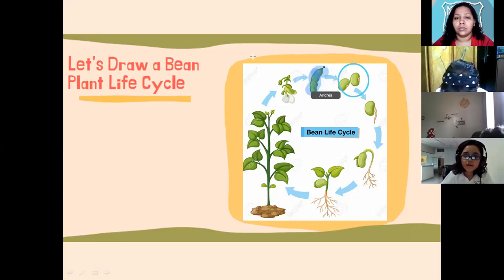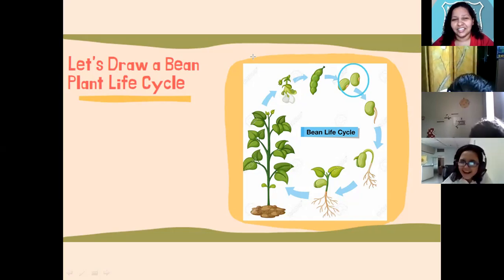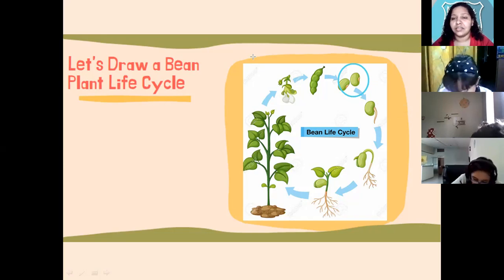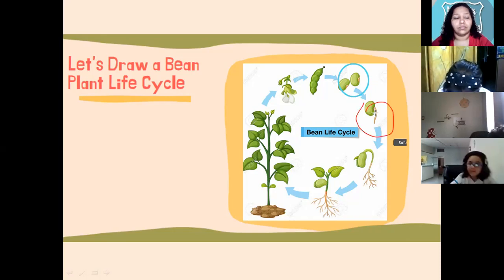Oh, miss, it's a bean pod. My bean pods are like an ice cream. It's okay, don't worry. Miss, what is this? That's a seed. It starts sprouting. When they start sprouting, this little thing that you see over there is a root. Yes, that is a root.